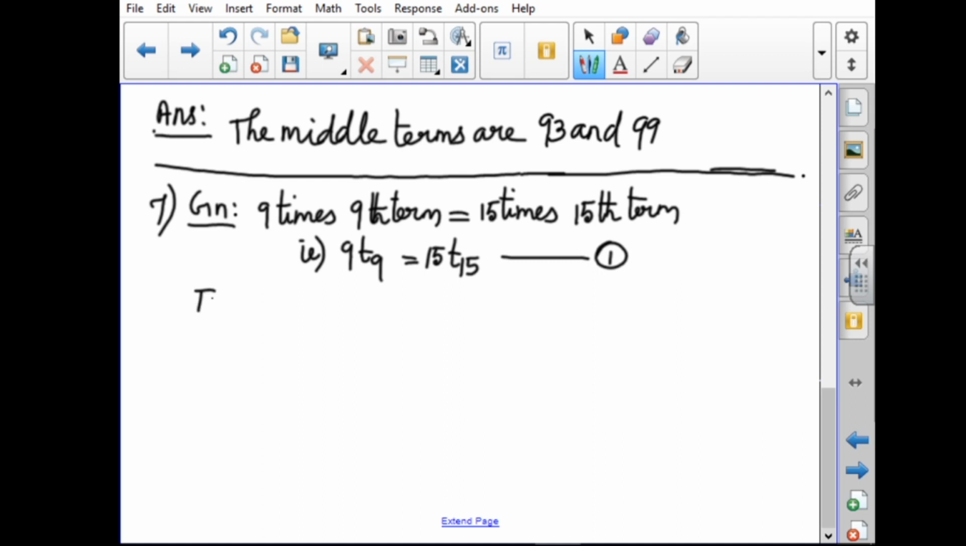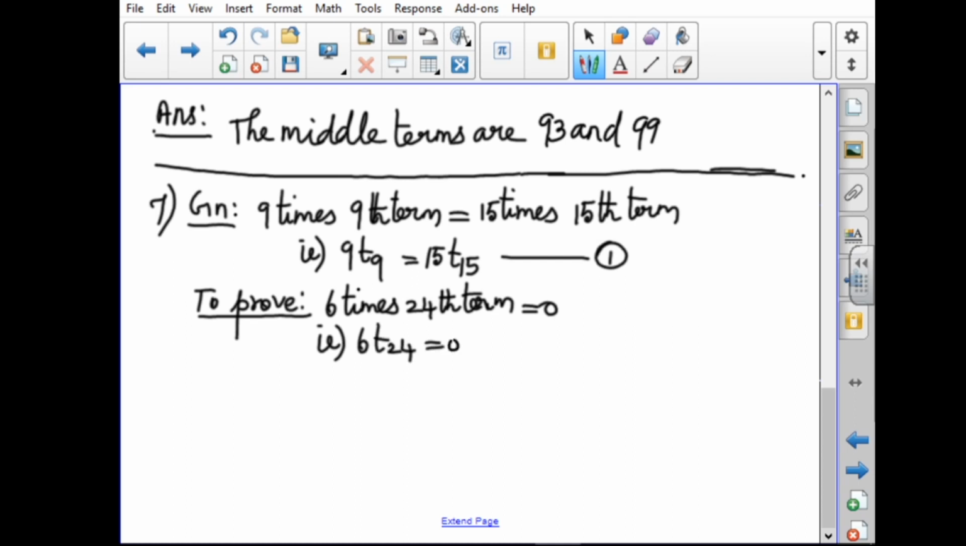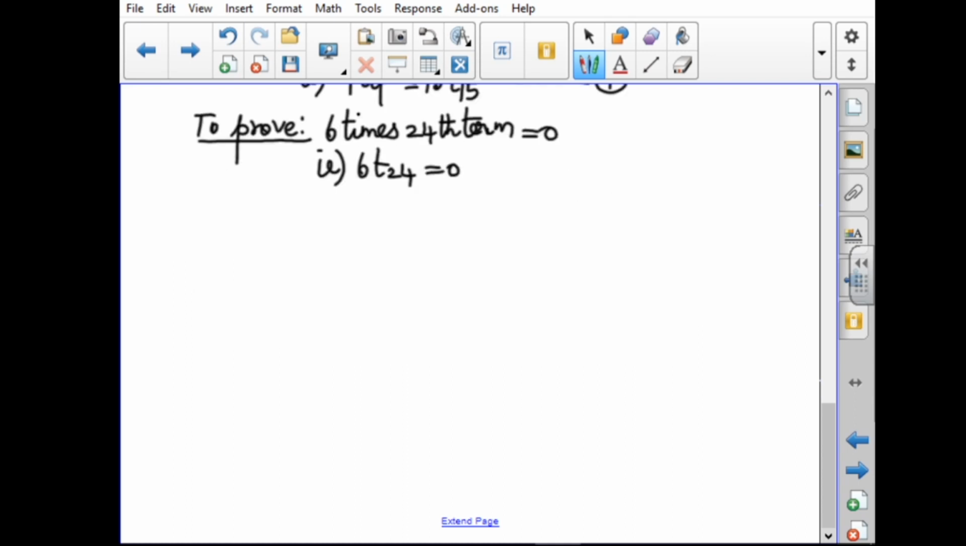To prove: 6 times the 24th term equal to 0. That is 6 into T24 equal to 0. This is what we want to prove. So proof.